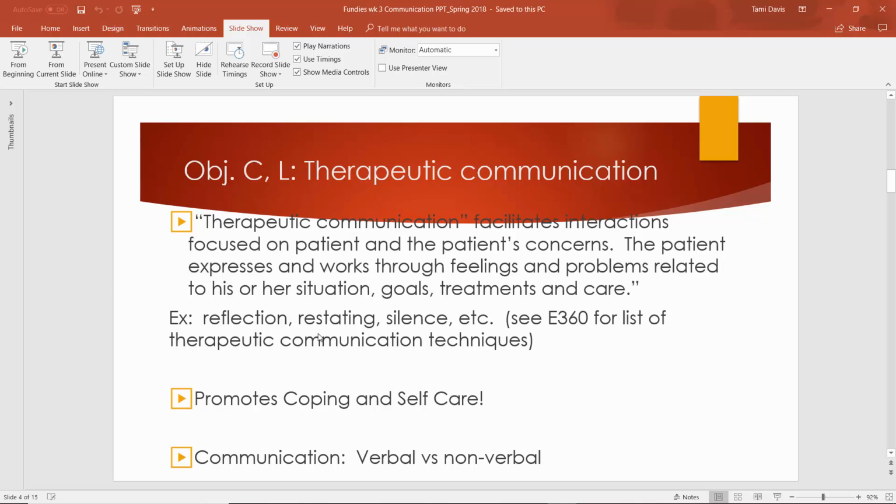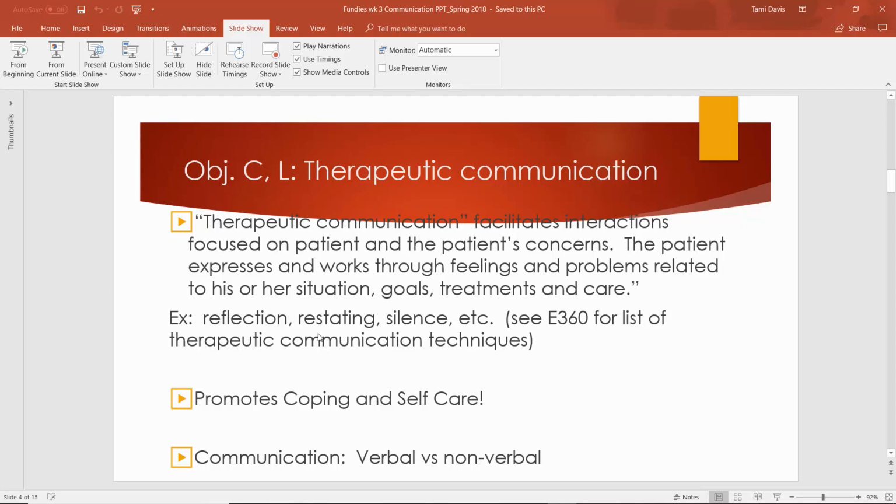Remember to respect the patient's need for personal space. Depending on what you're doing, you might need to be closer to the patient if you're doing a physical assessment, but if you're just getting a health history, you can sit further back from the patient, and that would respect their need for personal space.